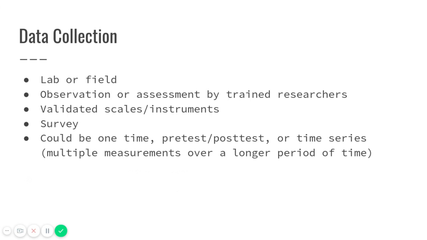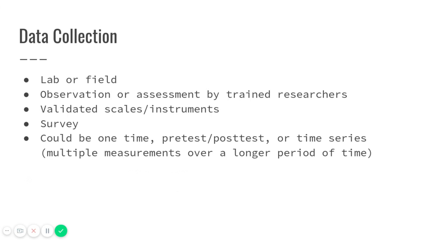You can use observation or assessment by trained researchers. So sometimes there's a set of codes or agreed upon rules where observers are coding and writing down the frequency of certain events. Or you can have a previously validated instrument or assessment that you're using, so you could have some psychologists go in and do the MMPI with a certain population and compare groups from that.